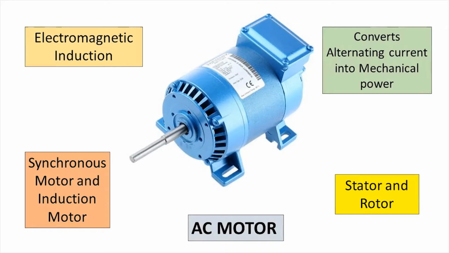Alright, now allow me to explain more about the AC motor. The conversion from alternating current into mechanical power by using an electromagnetic induction phenomenon is called an AC motor. This motor is driven by an alternating current. The stator and also the rotor are the two main important parts of AC motors. The stator is the stationary part of the motor and the rotor is the rotating part of the motor. The AC motor may be single phase or three phase. There are two main types of AC motor. First is the synchronous motor and the other one is the induction motor.